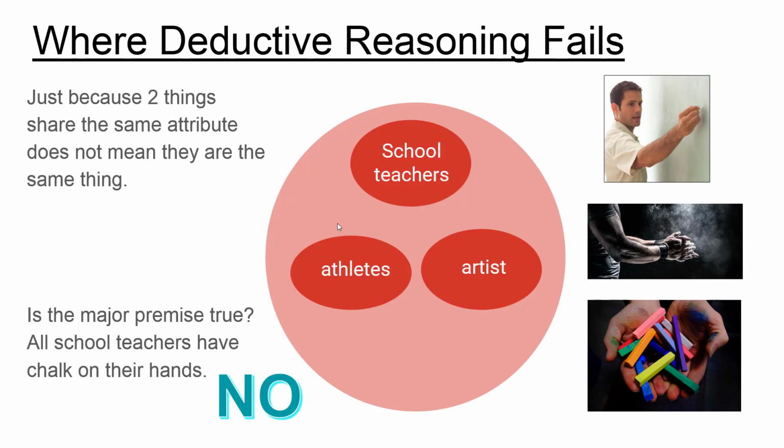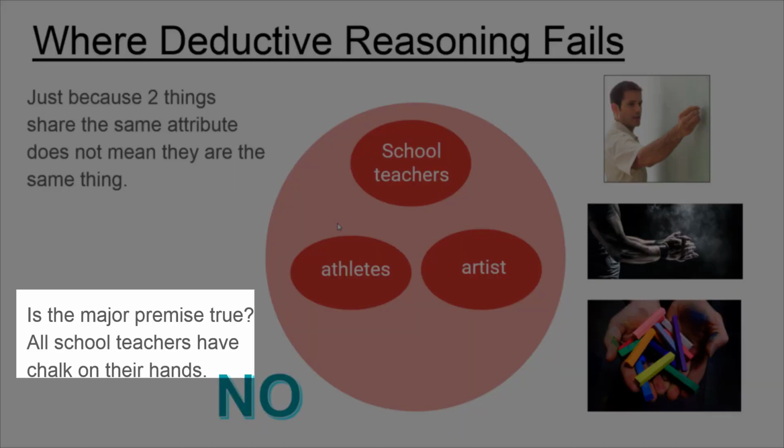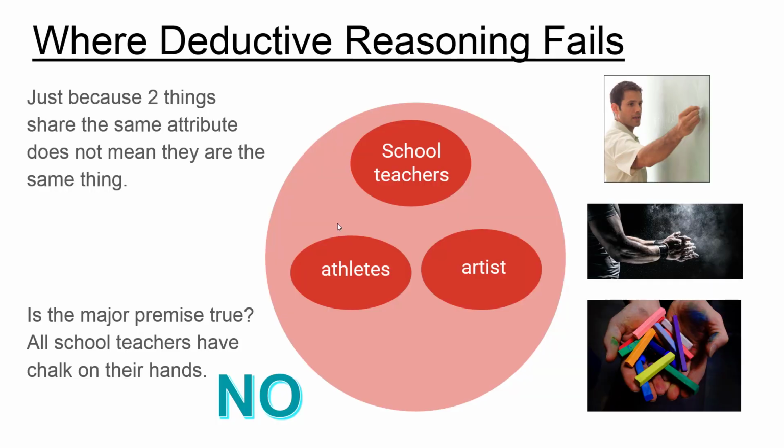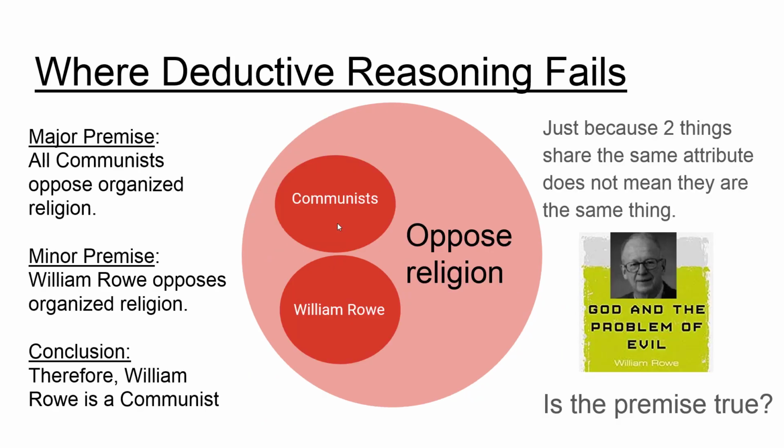So you would ask yourself, is the major premise true? Do all school teachers have chalk on their hands? Well, the answer is definitely no. I haven't used a chalkboard in years, and I'm a teacher. Athletes use chalk on their hands. Artists can have chalk on their hands. So the major premise is incorrect, causing the deductive reasoning to fail. The syllogism is invalid.